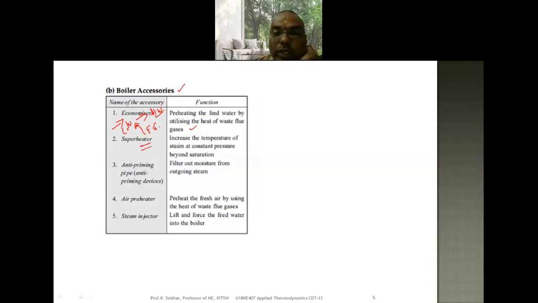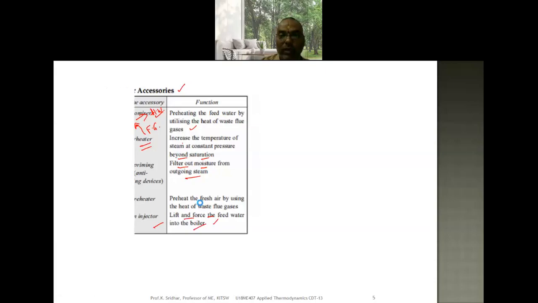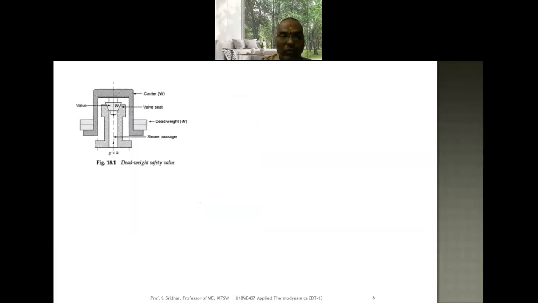The superheater. The superheater is nothing but it will increase the temperature of the steam at constant pressure beyond the saturation level. Next, the anti-priming pipe. It filters out the moisture from the outgoing steam. Air preheater, the same example here. Instead of the water here, we are having the air. So we have to make use of the flue gases which are leaving through the chimney to heat the fresh air. And the steam injector is to lift and force the feed water into the boiler. So these are the various boiler accessories we are using.